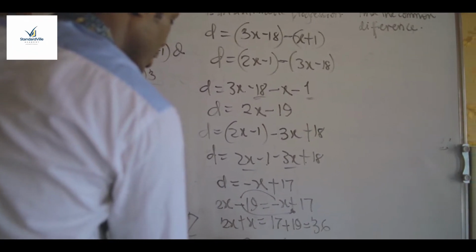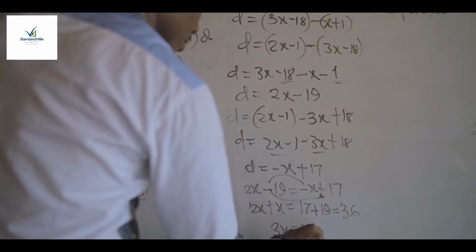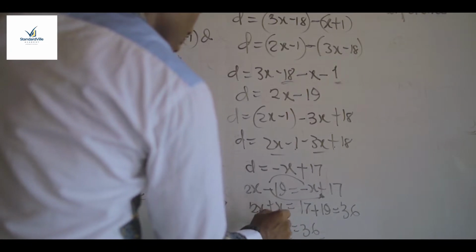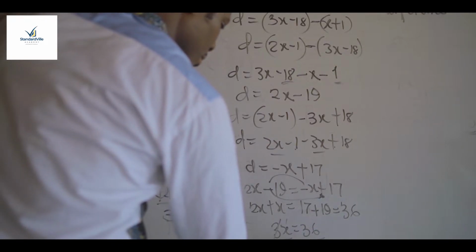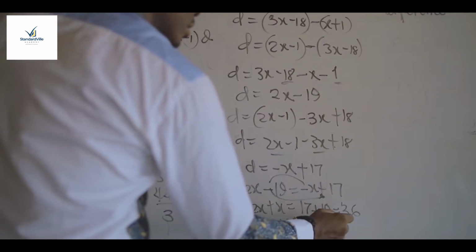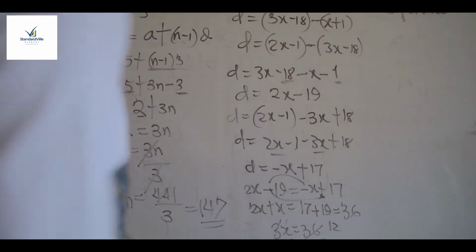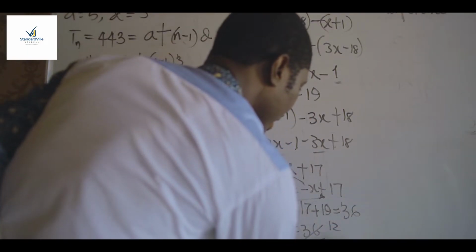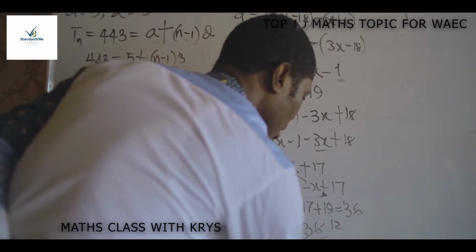And you divide both sides by 3. Three cancels 3, so x is equal to 12, because 3 goes into 36, 12 times. X is 12. Okay. Find the first term. So if x is 12, the first term is 12 plus 1. So a is equal to 12 plus 1, and the first term is 13.